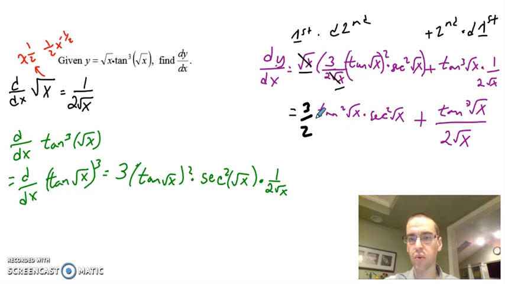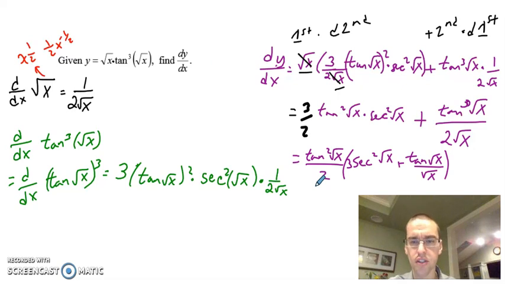I mean, you could have pulled out a 1/2 tan squared square root of x, because that is a 3, and been left with... So we could have done this. Computer is glitching, so I'm just going to give you right to the answer. We could have taken out a tan squared square root of x and a 1/2, a 2, and been left with 3 secant squared square root of x plus tan square root of x all over square root of x.